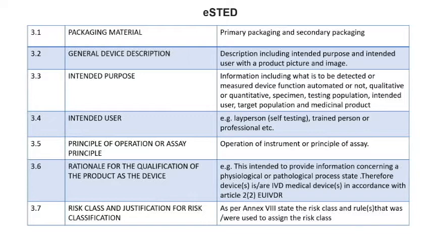Intended user: description of the intended user, for example self-testing layperson, near patient testing, professional or trained person etc., is mentioned here. Principle of operation or assay principle: description of the operation of the instrument or description of the principle of the assay. Rationale for the qualification of the product as a device: here the manufacturer has to give the justification why this product is considered as an IVD medical device. For example, this is intended to provide information concerning a physiological or pathological process or state, therefore the device is an IVD medical device in accordance with Article 2.2 EU IVDR.